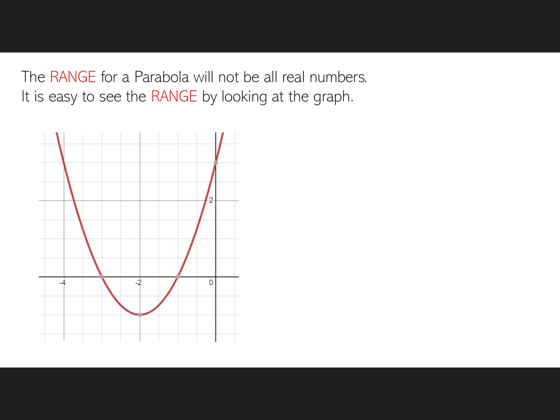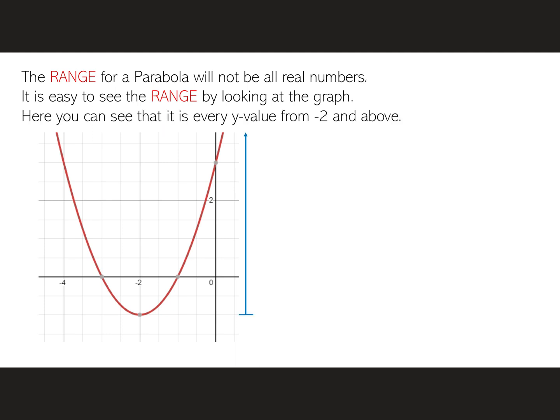It's easy to see the range just by looking at the graph. Here you can see that it is every y value from -2 and above. So see where your minimum is, sitting there at the -2. That's the lowest that parabola is going to go. But it's going to go on forever as it goes up. We show the range with an inequality. In this case, my y values are going to be greater than or equal to -2.